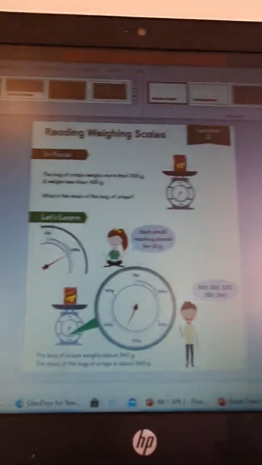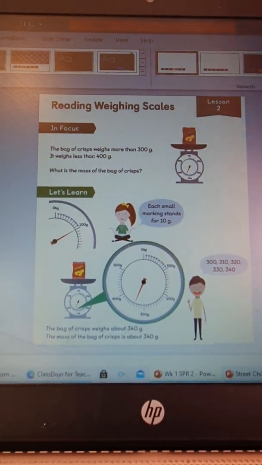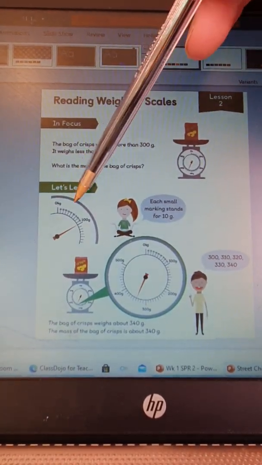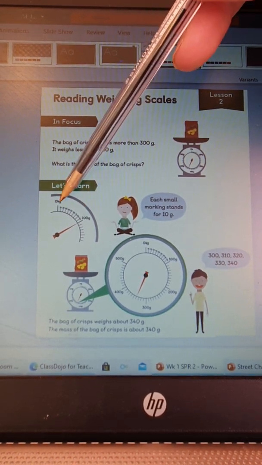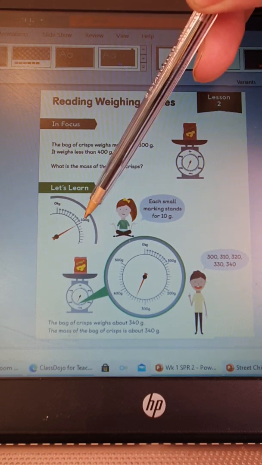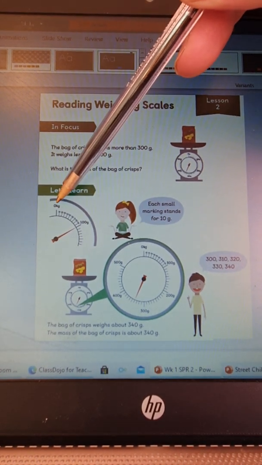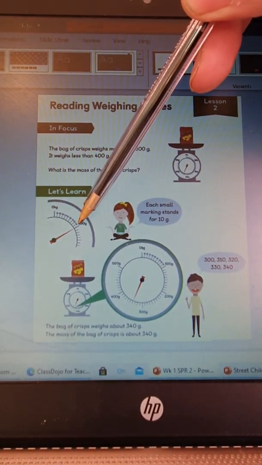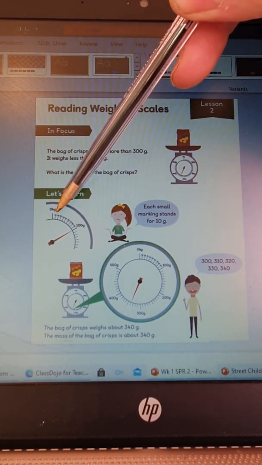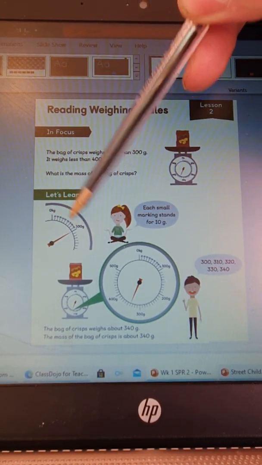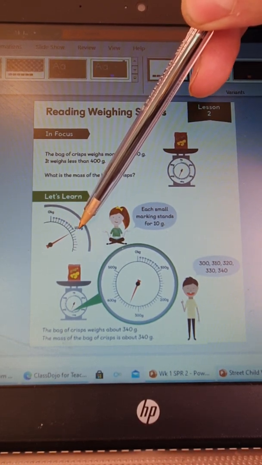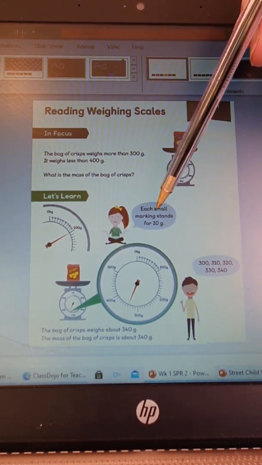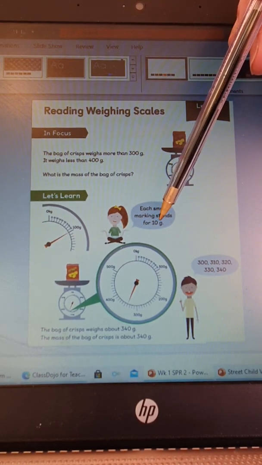Just trying to get my phone nice and steady. It's saying let's learn, because we can see here, we did this yesterday, that we've got 10 intervals between 0 and 100. So we need to say how many tens are in 100. So that would be 10. Each of those intervals would be tens, like 10, 20, 30, 40, 50, 60, 70, 80, 90, 100. So each small marking, or we call it an interval, stands for 10.